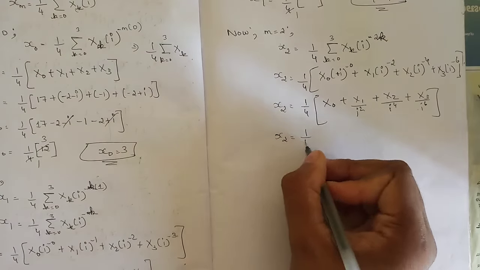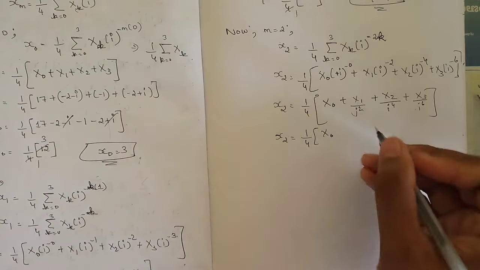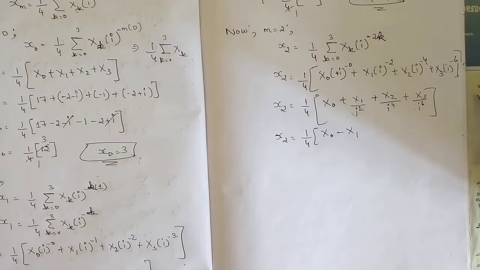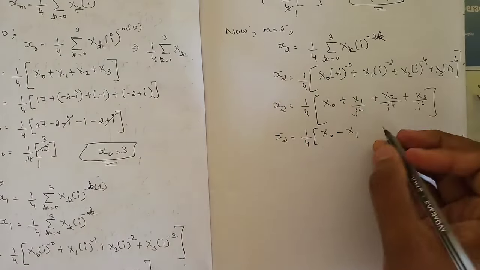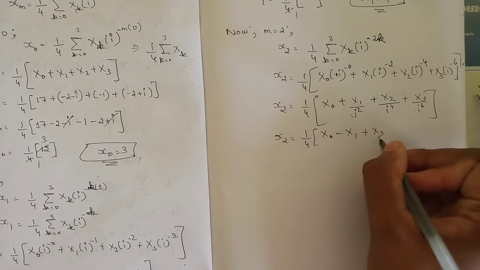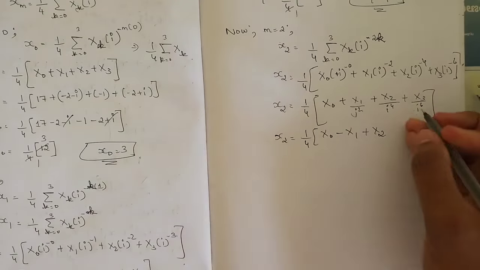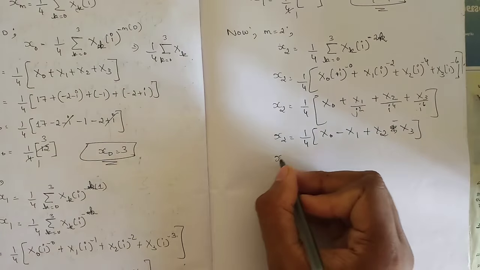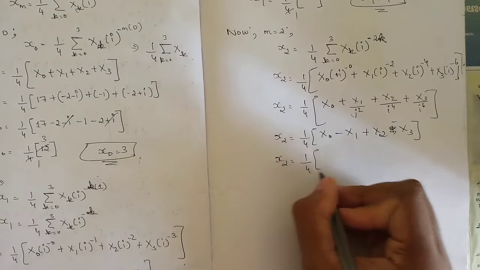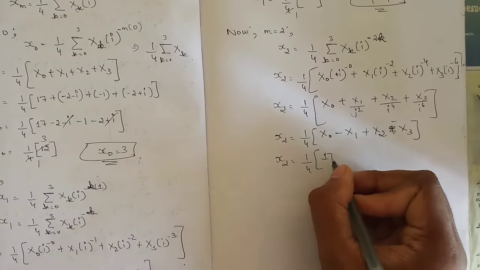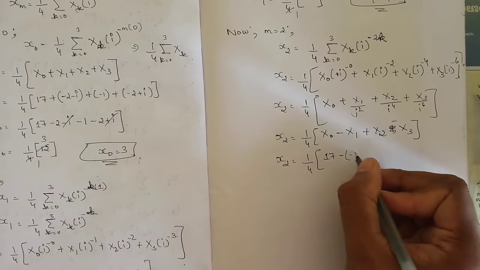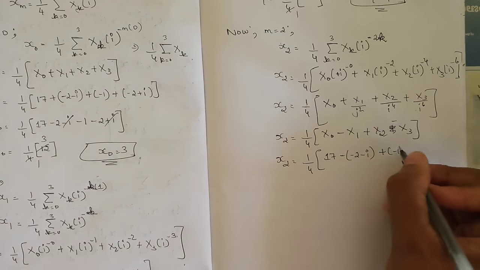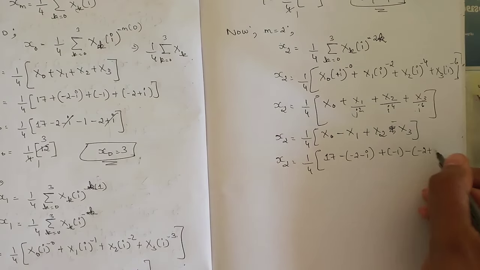x2 is equal to 1 by 4 into x0, i square is minus 1, so this sign changes to minus x1, and i to the power 4 is i square into i square, that is minus 1 into minus 1, which is again plus 1, so this remains as it is. i to the power 6 is again minus 1, so this would be minus x3. So now again substitute the values for x0, x1, x2 and x3. x0 is 17, minus of minus 2 minus i, plus minus 1 minus of minus 2 plus i.